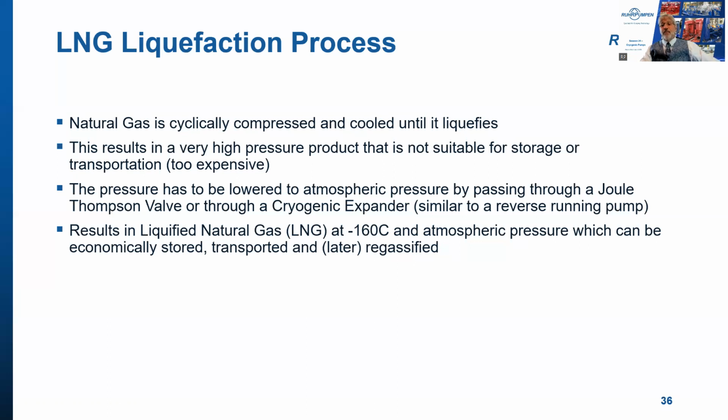And this is done by passing it through a Joule-Thomson valve, a JT valve, or more commonly now through a cryogenic expander, which is similar to a reverse running pump. So this takes the pressure down and results in liquefied natural gas at -160 centigrade and at atmospheric pressure. And this can be economically stored, transported, and later regasified.